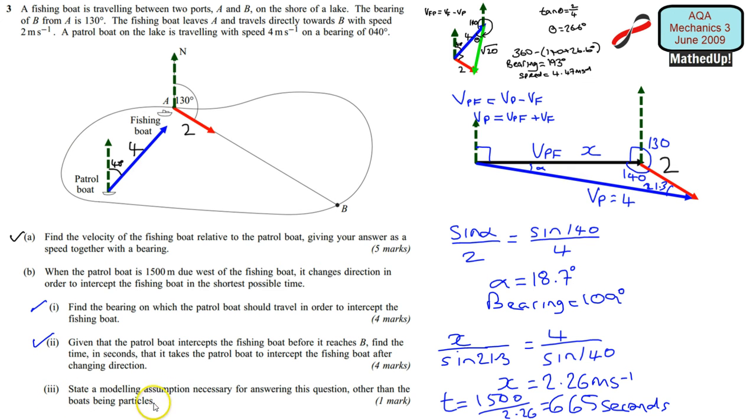And then part 3 says, state a modelling assumption necessary for answering the question other than boats being particles. Okay, so I could say that the assumption we're making is that there's no wind, for example. Or it could be that when it changes its velocity, its change of direction is instantaneous. It doesn't have to steer to change or anything, it just instantly changes. So anything along those lines. I'm just going to say that I'm taking into account that there's no wind. Nice and simple. So no wind is an assumption that I'm making.